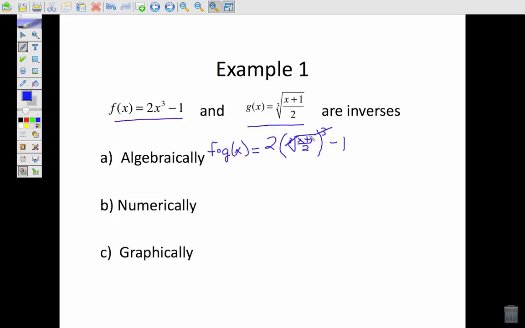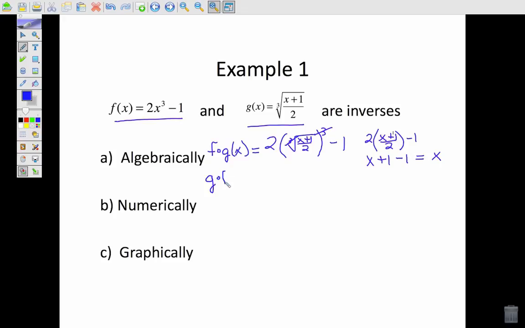X plus 1 over 2, cube root of that to the third power. These are going to cancel each other out. So we've got 2 times x plus 1 over 2 minus 1. The 2's cancel. We're left with x plus 1 minus 1, which equals x. So far, so good. The first composition equals x. So we turn around and do the other composition.